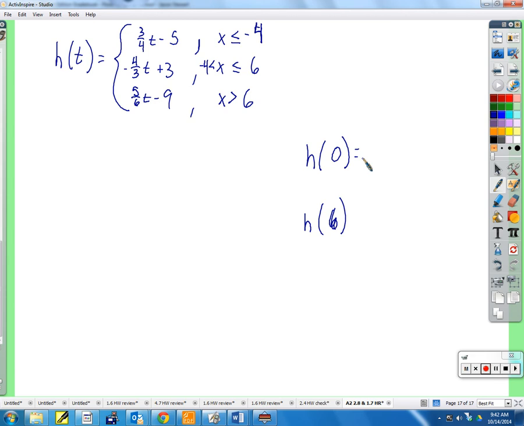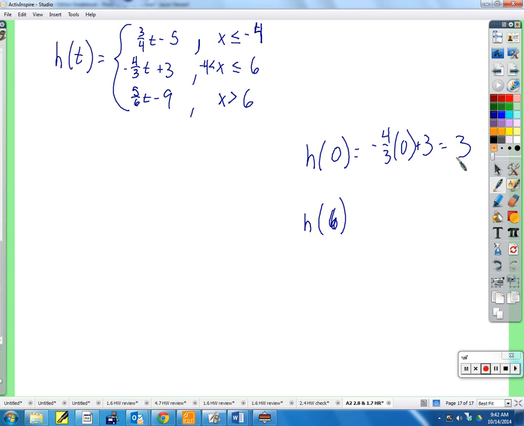Okay. Second. Why the second one? Because 0 is greater than negative 4 and less than 6. It's right in between those two values. So we'll use that one. We'll do negative 4 thirds times 0 plus 3. That's 3. H of 0 is 3.